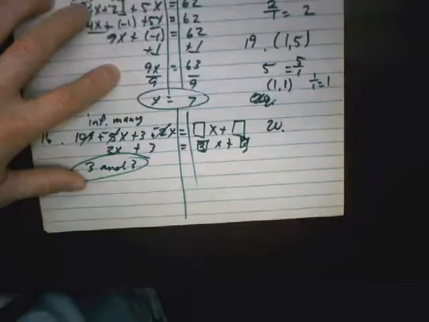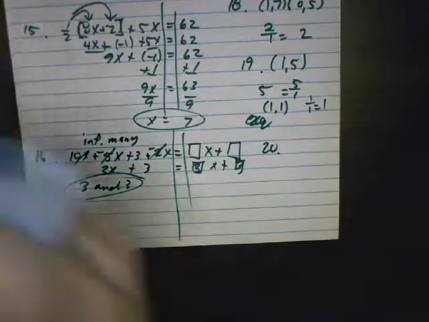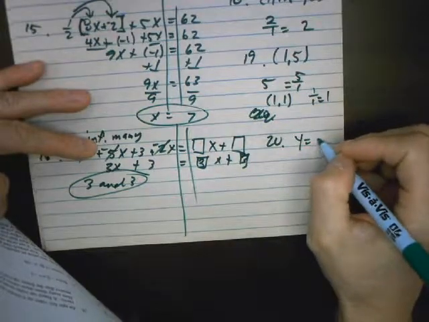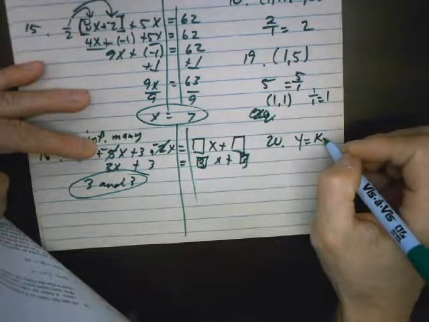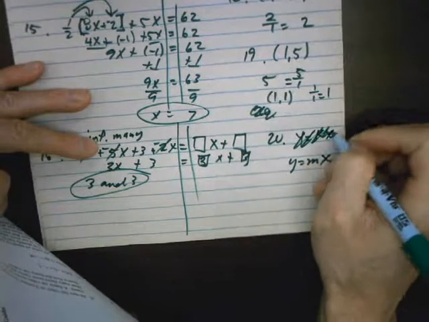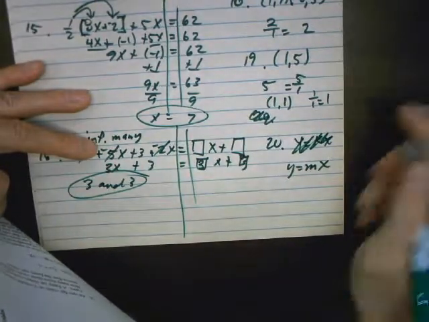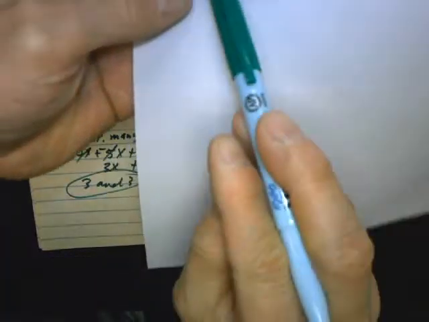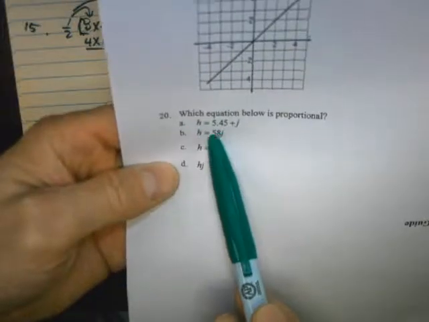And last one, number 20. 20 says, which of these is proportional? Well, proportional means y equals our rate of change, kx, which is the same as saying m, slope. So we'll just use m, okay? And there's no plus or minus anything. That means it's proportional. So which one of those looks like that? Only B. Only B looks like that. So B is proportional. All right. Hope that helps.